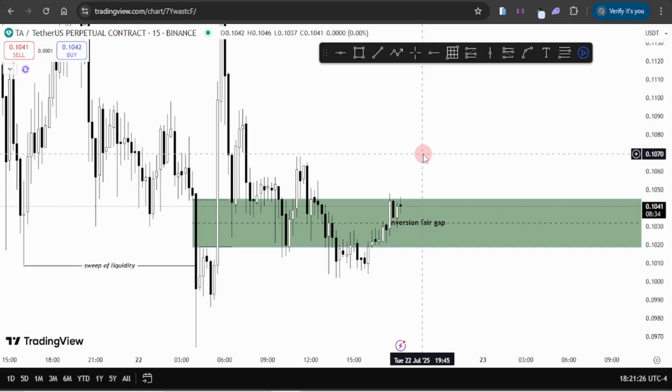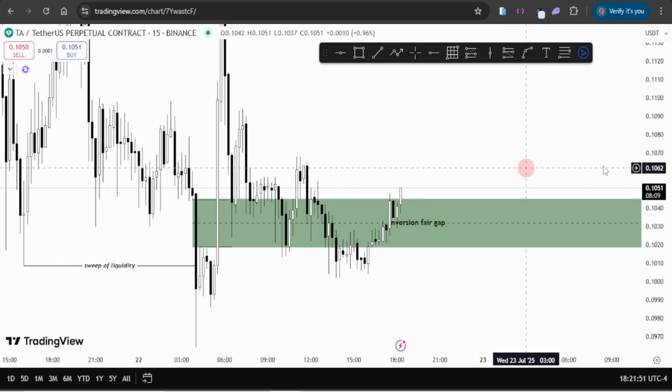Guys, do you know the most profitable time to trade an inversion fair value gap is actually the New York morning session? It is the sweetest time of the day to trade inversion fair value gaps. Believe me, it is a sweet time to enjoy this strategy, and it works like magic.